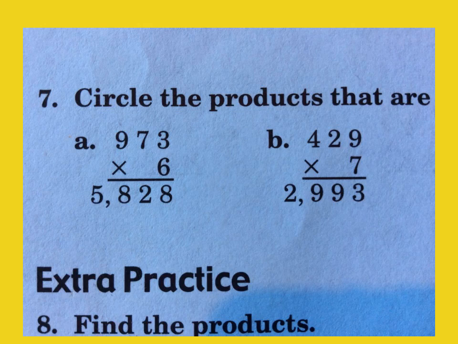6 times 3 is 18. So look, they got an 8 there. We'd carry a 1. 6 times 7 would be 13 plus the 1 would be 14. Well, they don't have a 4 right here. They have a 2. So I don't even need to go any further. I can tell this is wrong already. So I need to circle the product because it's set up there. Circle the products that are wrong.